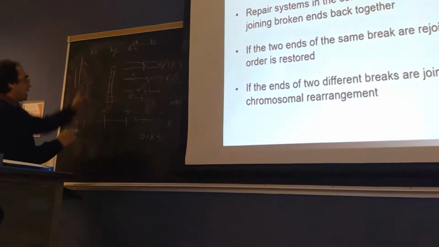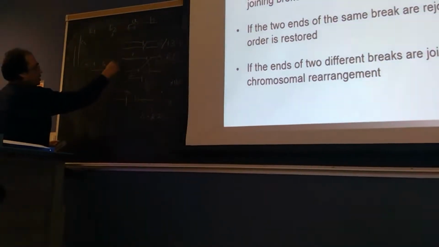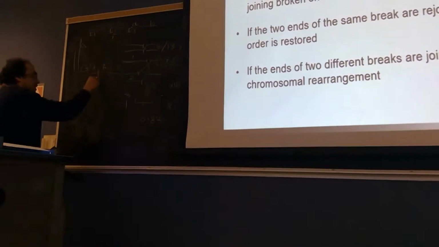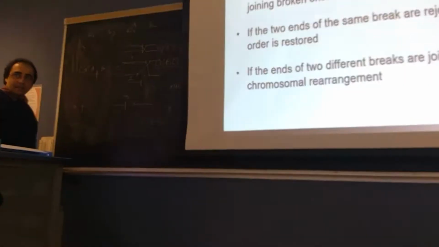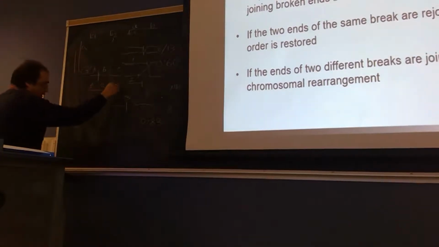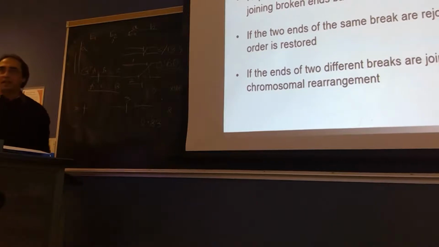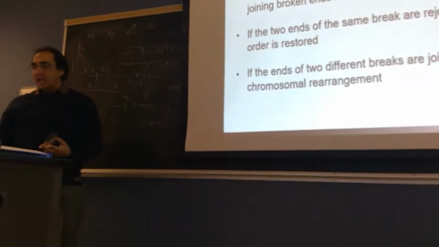Even it can happen that, suppose, in a chromosome there is A, B, C, three genes, and this is broken in some way, and then during rejoining, it comes to this, just opposite. Okay, so this is the rearrangement.